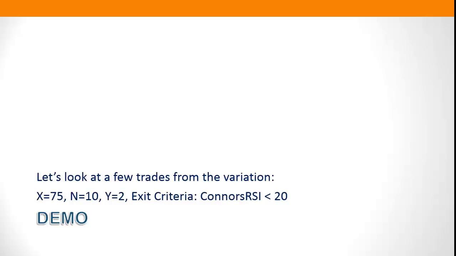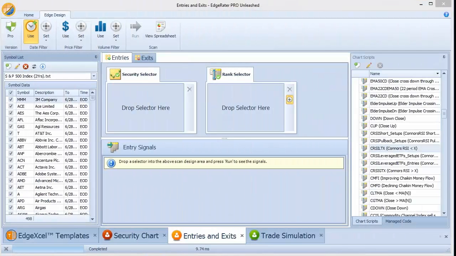So let's go into the demo. Okay, so here we are in EdgeRater Pro Unleashed, and I'm currently looking at the Entries and Exits tab. And as I said, what we're going to look for is the ConnorsRSI short setup where X is 75, N is 10, Y is 2, and exiting when ConnorsRSI is less than 20. So first of all, I'm in my Entries tab.